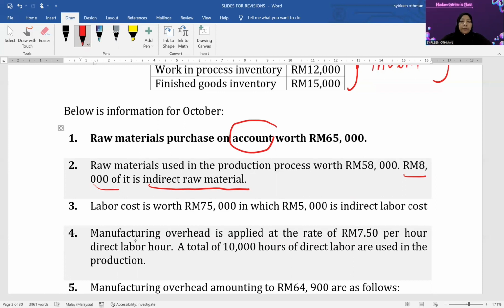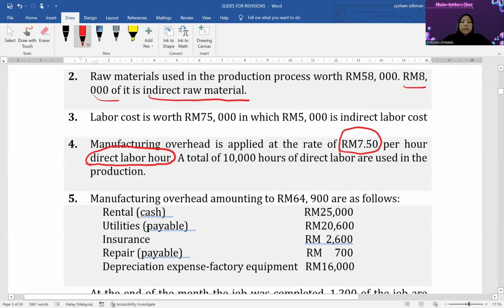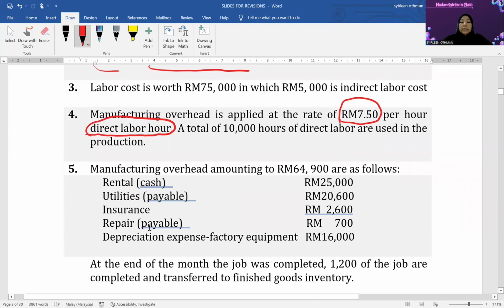Okay, number 4, you are given the POR. It's RM7.50 per direct labor hour. That means this is your basis. So I will use the RM7.50 and multiply it with the direct labor hours to get my applied manufacturing overhead. A total of 10,000 hours of direct labor are used in the production. Manufacturing overhead amounting to 64,900 is as follows.